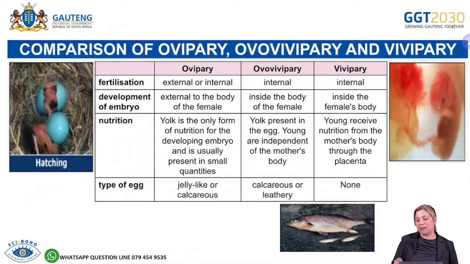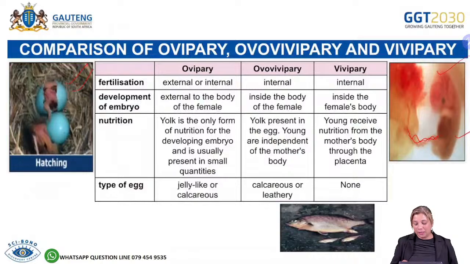Do you see this diagram here? There is the embryo and there is the placenta that I was talking about. Okay? And then here we got something hatching. It looks like birds hatching. So we can obviously see that this would be ovipary, isn't it? And that would be vivipary.